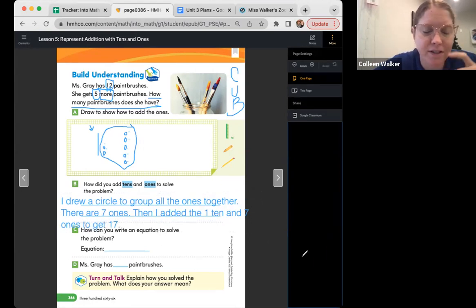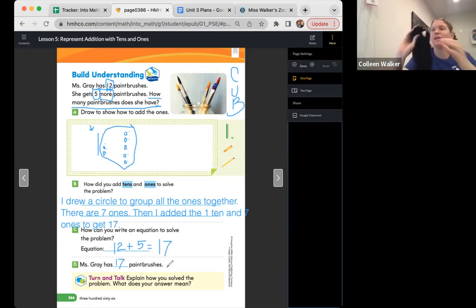Awesome. So friends, the next part says, how can you write an equation to solve the problem? So what were the two numbers that we added together from the problem? How many did Ms. Gray start with? 12. That's right. So we're going to do 12. And did she add or subtract? That's right. She added. How many did she add? 5. Awesome. And then what was our sum? 17. Very good. So Miss Gray has 17 paintbrushes.